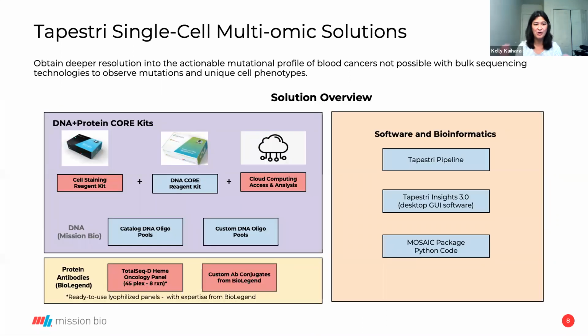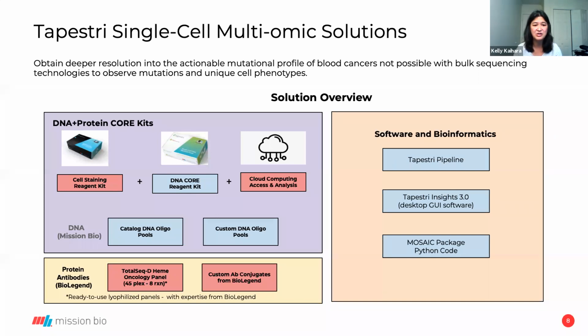Here is an overview of all the offerings. So if you would like to do DNA plus protein, we introduced a new stealth staining reagent kit shown in the black and blue box. And that is a simple 30-minute protocol that goes upstream of your current single-cell DNA sequencing that you would do on the Tapestry platform, which is illustrated by the DNA core reagent kit. So again, just a simple add-on if you want to shift from doing DNA only to DNA plus protein.